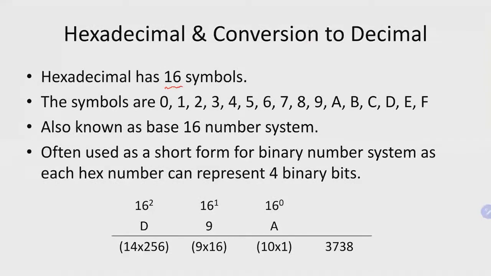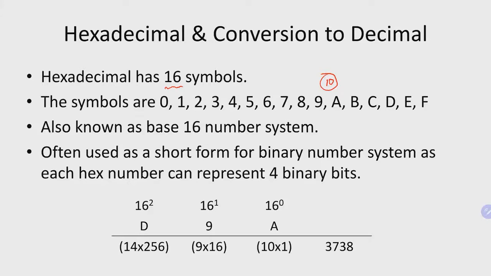So 16 symbols exceeds the 10 symbols that we know in decimal. In decimal we have 0 to 9, which is our 10 symbols, but we need 16 here. We can't use 10, because in decimal that is 2 symbols, so we have to find something new to represent 10, 11, 12, all the way to 15.